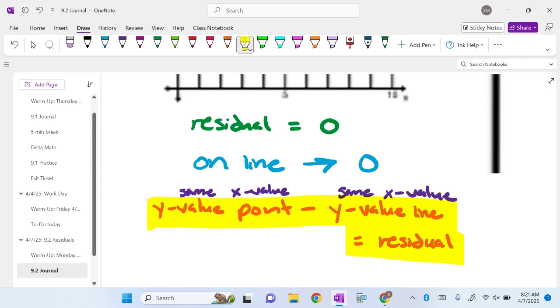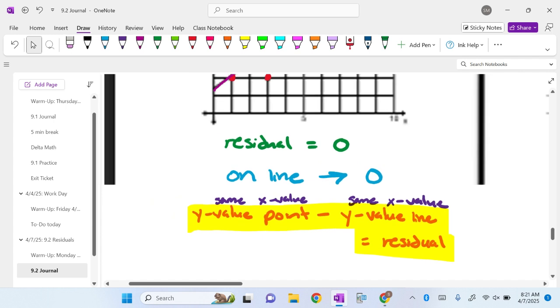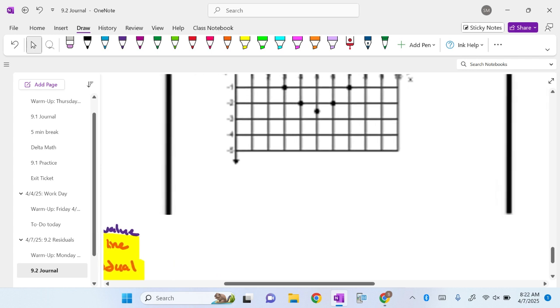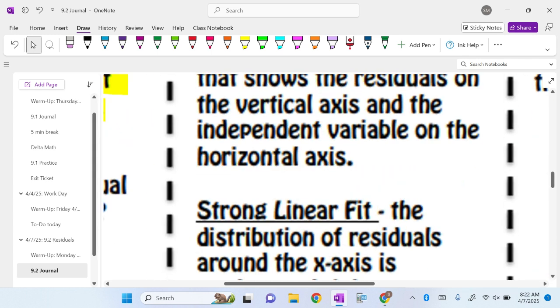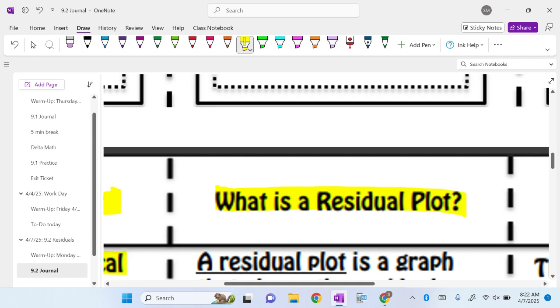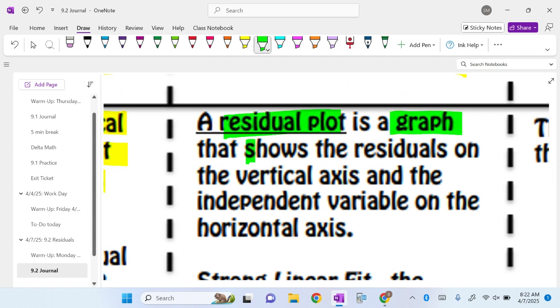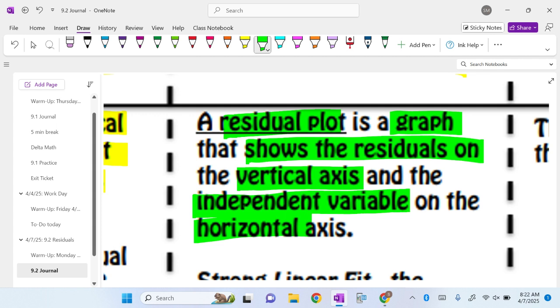All right. Now let's look at what residual plots are actually for. We calculated the residual. When we calculated the residual, that was just using the scatter plot and the regression line. Now we're going to actually plot the residuals. These are called residual plots. So look at the next flap. So what is a residual plot? Essentially, a residual plot is a graph that shows the residuals on a vertical axis and the independent variable on the horizontal axis.